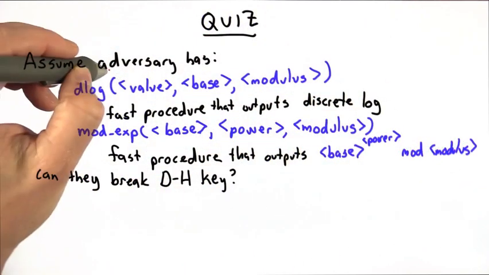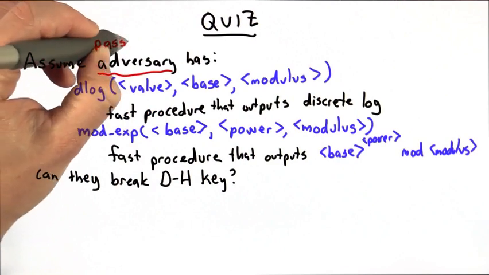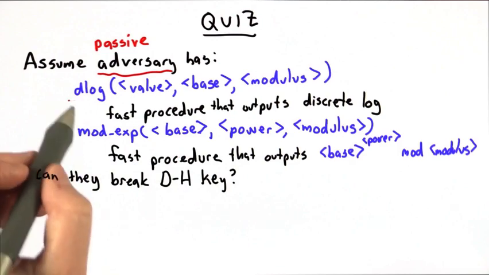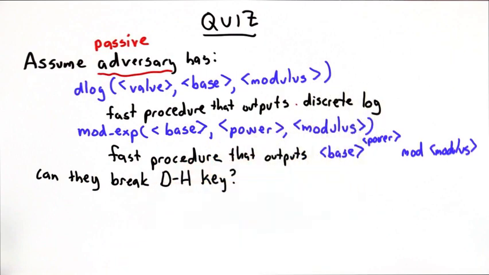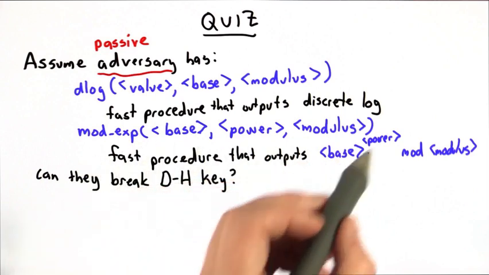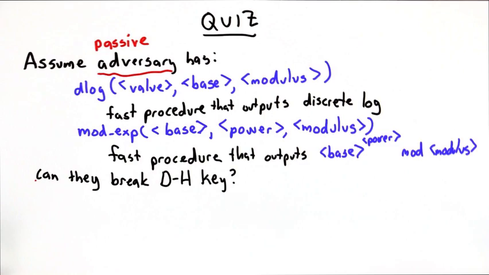So for this quiz, we'll assume that we have an adversary that's passive. So all they can do is eavesdrop on the messages. But they also have access to a powerful computing resource. They have a procedure dlog that is a fast procedure for computing discrete logs that works on any inputs. And they have modular exponentiation, a fast procedure that outputs base to the power mod modulus. And now the question is, can they break a Diffie-Hellman key?